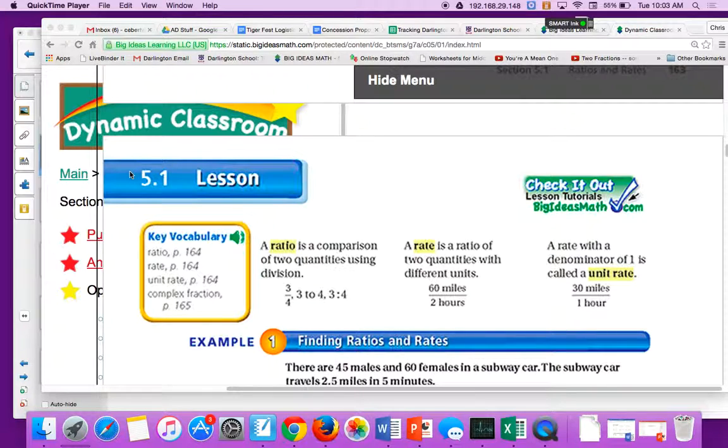This lesson is on ratios, rates, and unit rates. The first thing is to go over the actual terms themselves. If you know what the terms are, it's a good starting point before we actually do any math with them. So the ratio is going to be a comparison of two quantities using division.